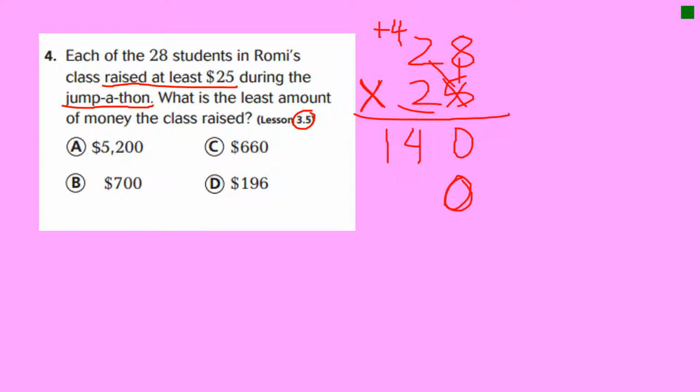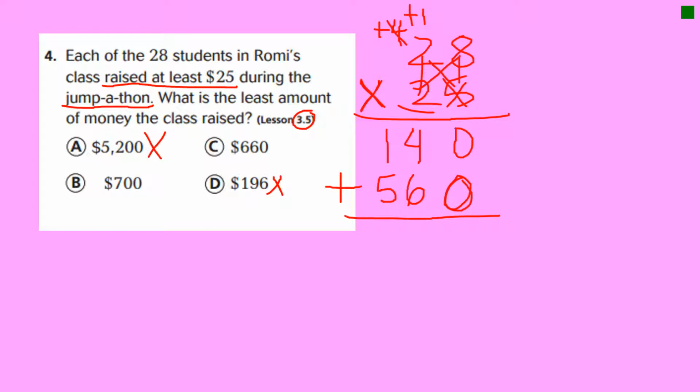So we go to the tens. 2 times 8 is 16. 2 times 2 is 4, plus 1 more is 5. All right? So guys, just looking at those two partial products, are there a couple of choices that right now we can eliminate? Definitely choice A, right? That's not going to add up to $5,200. And definitely choice D, because it's way more than $196.